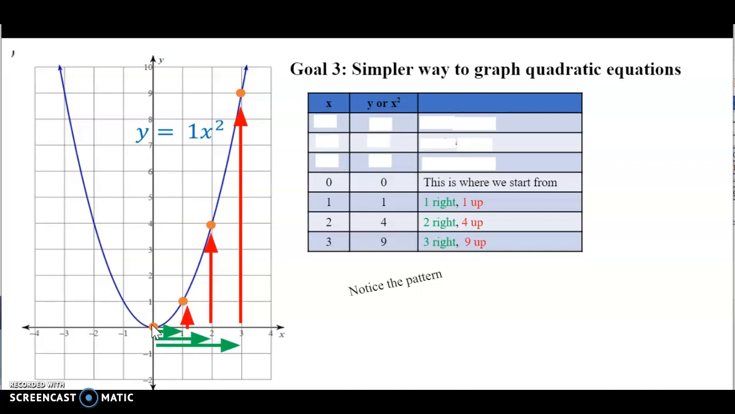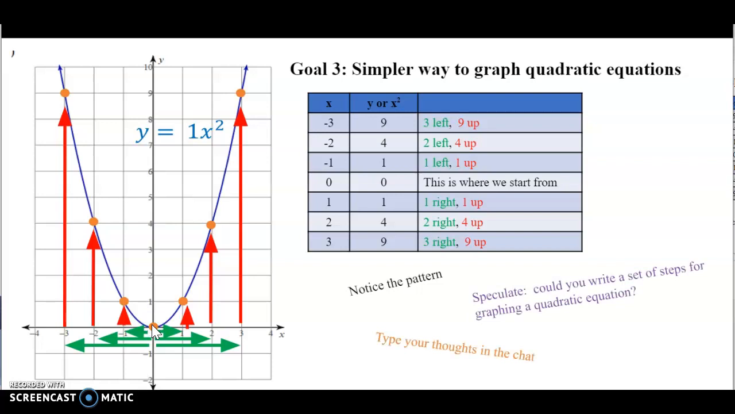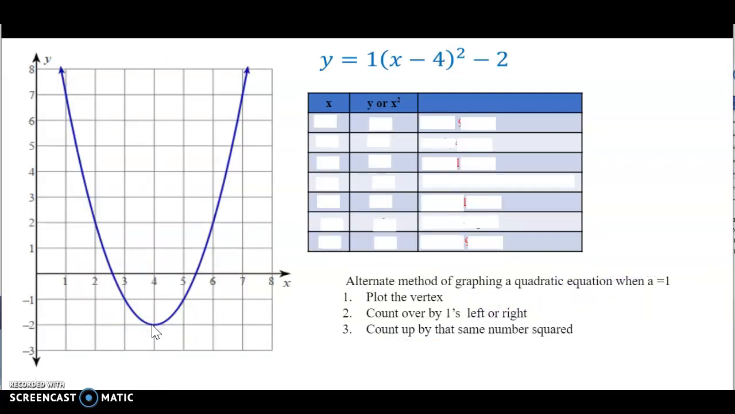If we were to do the left-hand side of the y-axis, this time, instead of going 1 to the right, this is 1 left and 1 up, and 2 left and 4 up, and 3 left and 9 up, and so on and so forth. Okay, so that is the general pattern for y is x squared. We're going to start with that, and then we are going to move on to what if the vertex is not at the origin.